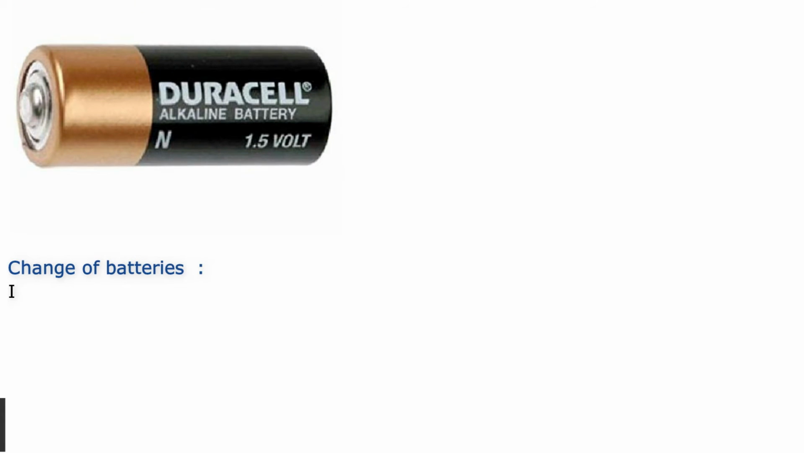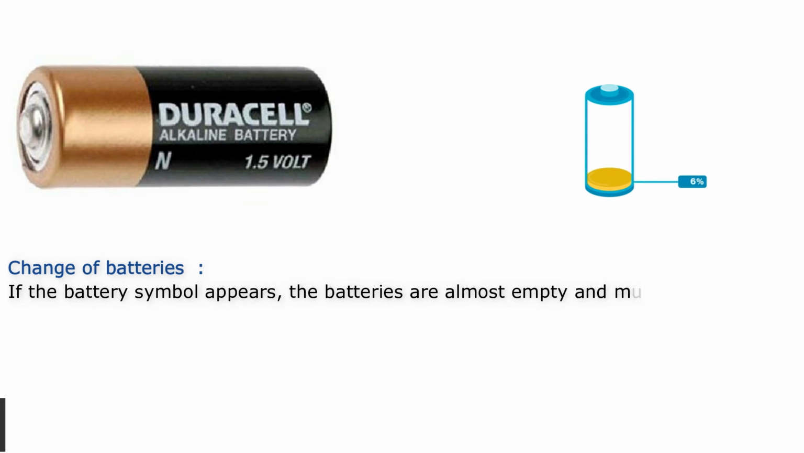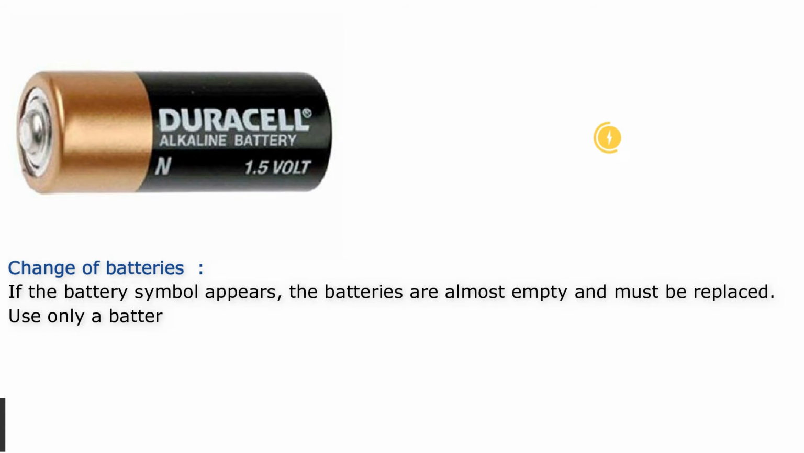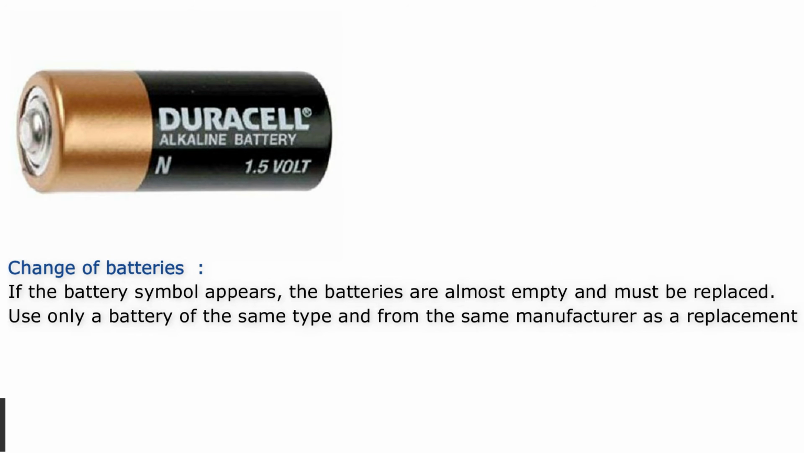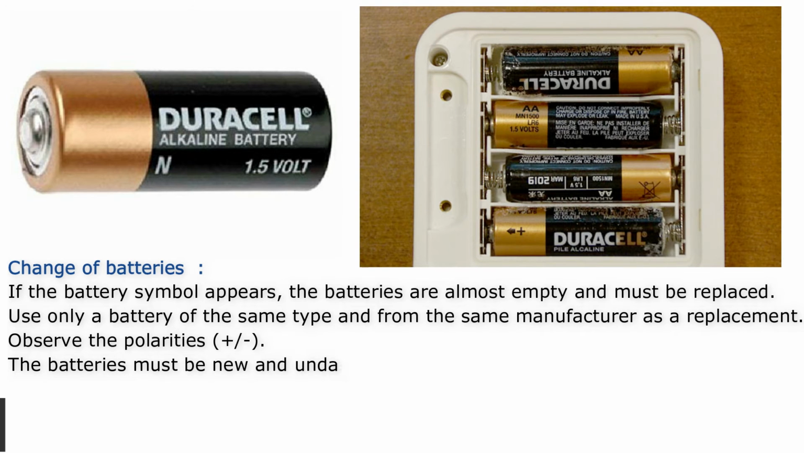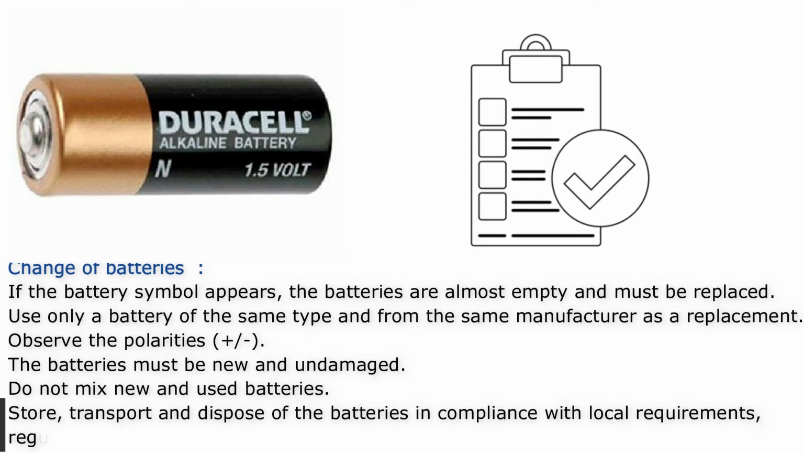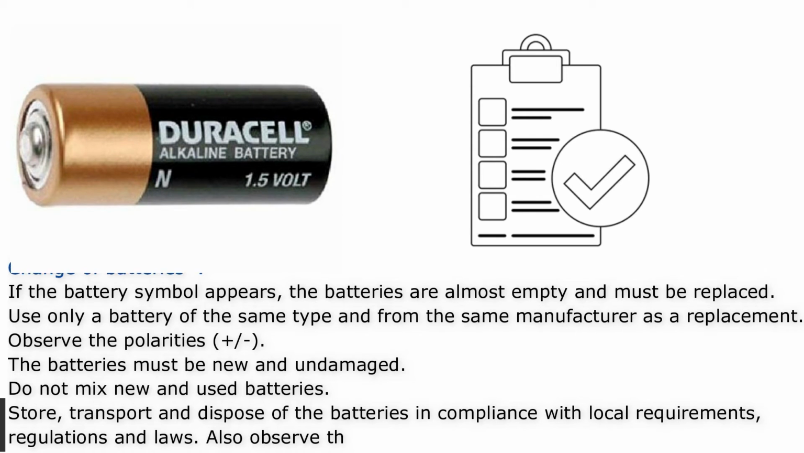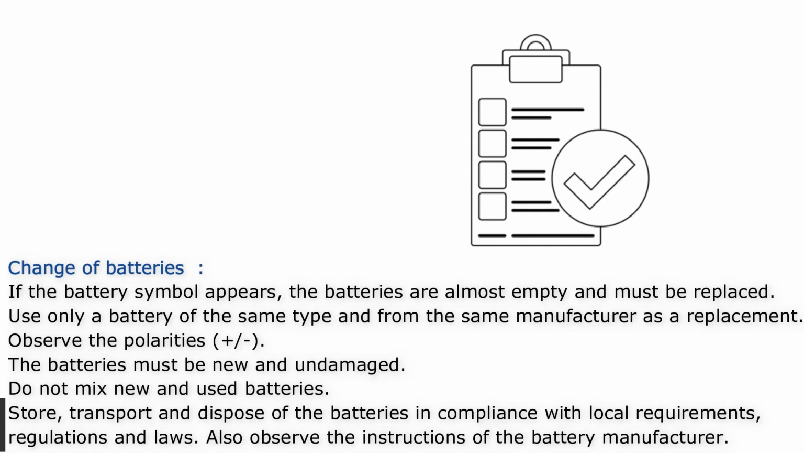Change of batteries. If the battery symbol appears, the batteries are almost empty and must be replaced. Use only a battery of the same type and from the same manufacturer as a replacement. Observe the polarities, plus and minus. The batteries must be new and undamaged. Do not mix new and used batteries. Store, transport and dispose of the batteries in compliance with local requirements, regulations and laws. Also observe the instructions of the battery manufacturer.